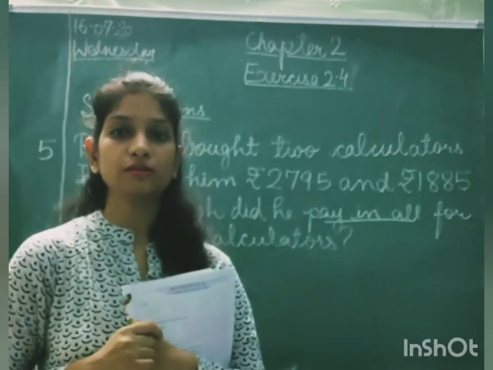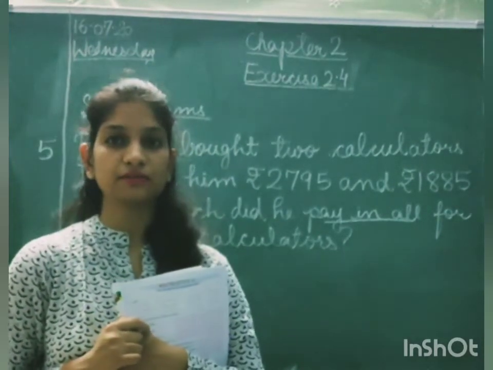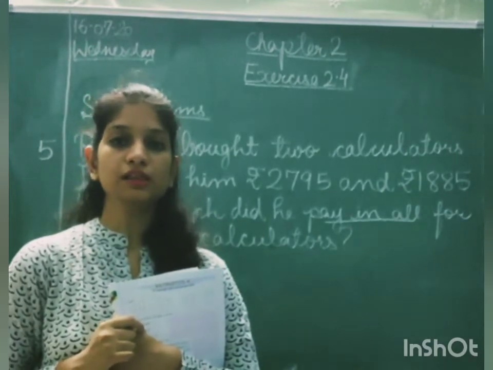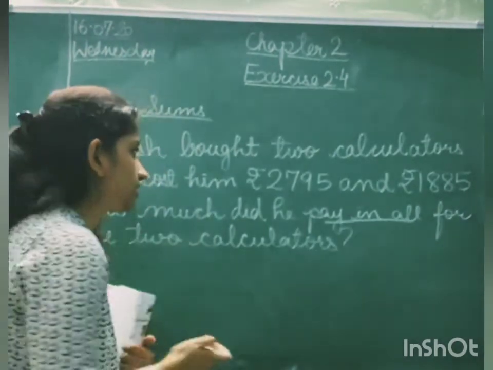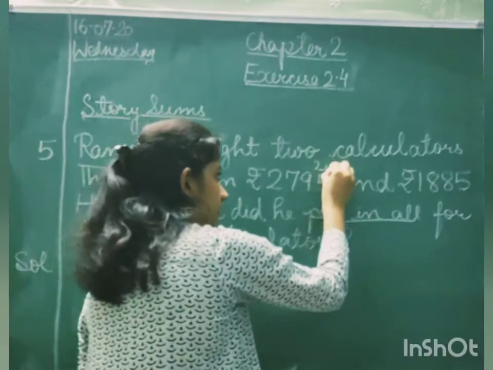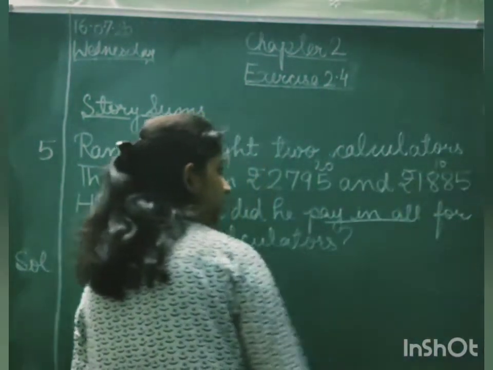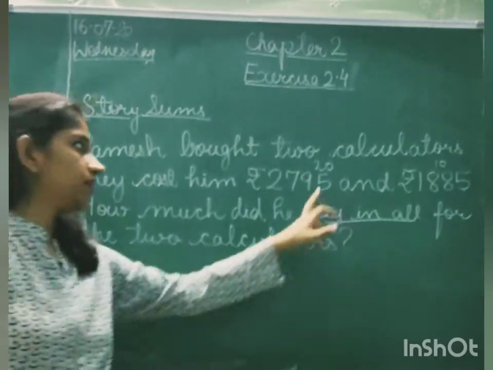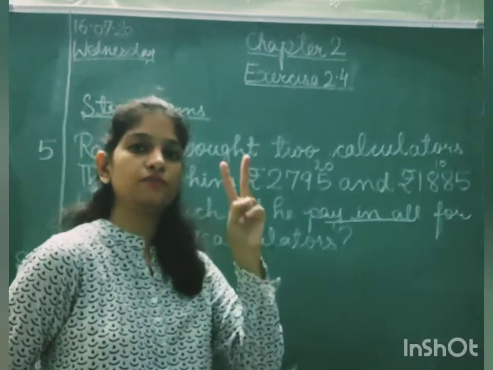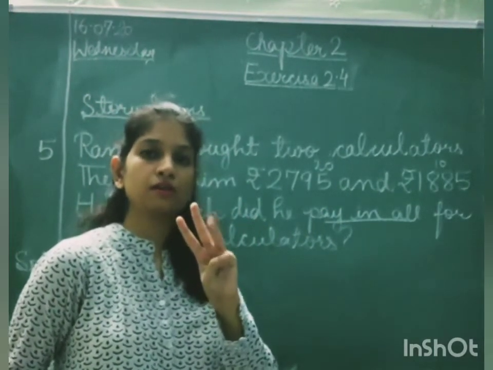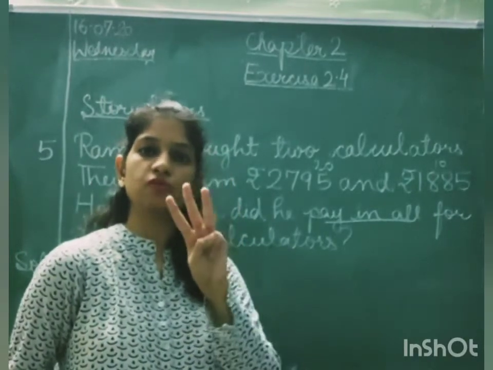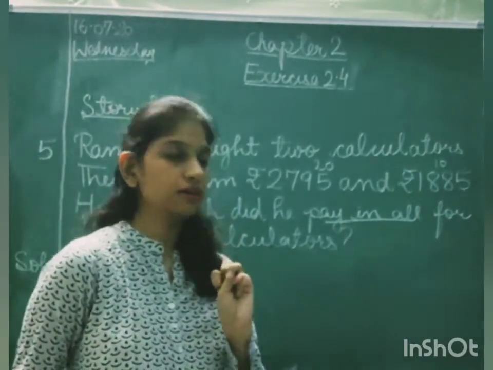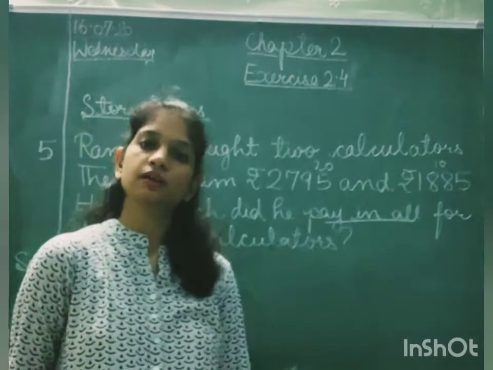So what will we do here? Will we add or subtract? We will add it up. So for example, he bought one calculator for 20 rupees and another for 10 rupees. So how much did he pay to the shopkeeper? 20 for the first one, 10 for the second one. 20 for the first one and 10 more for the second one. That is 30. Understood? 20 plus 10, 30.